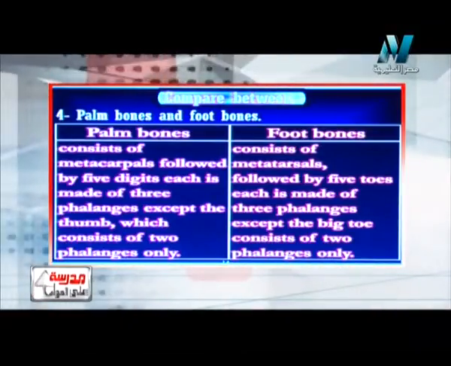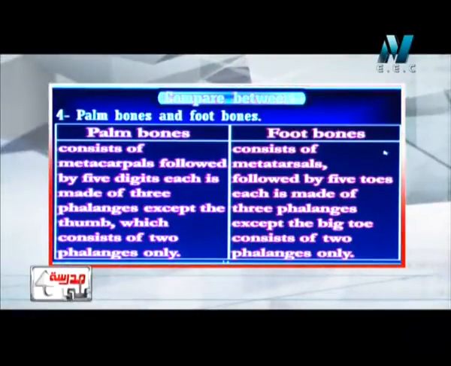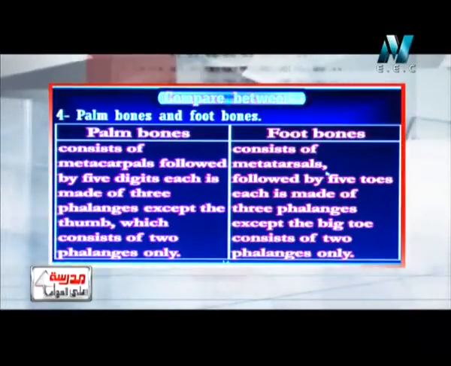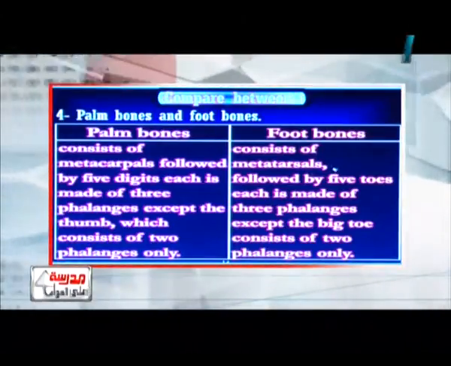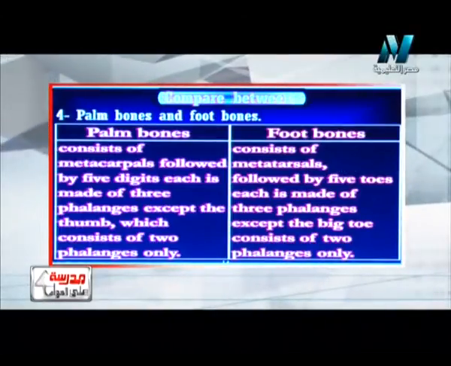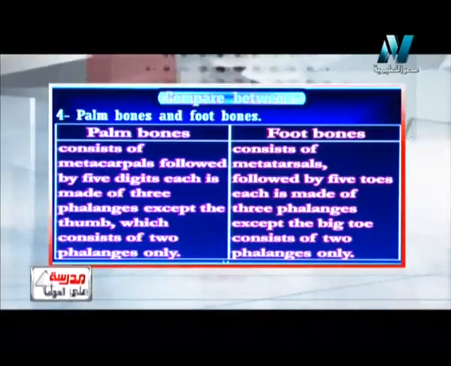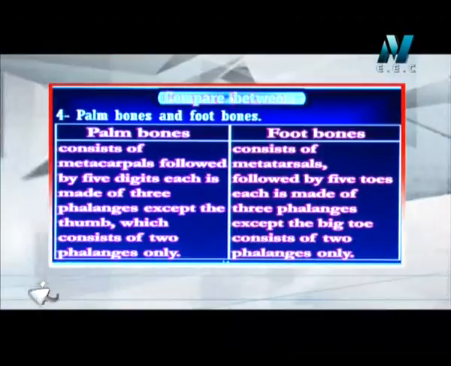That's the palm. But the foot consists of metatarsals. The metatarsals are 5 also, similar to the metacarpals in the palm. The metatarsals are followed by 5 toes, each made of 3 phalanges except the big toe, which consists of 2 phalanges only. That's a comparison between palm bones and foot bones.